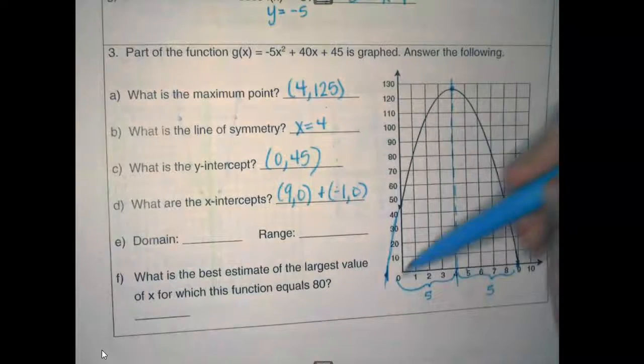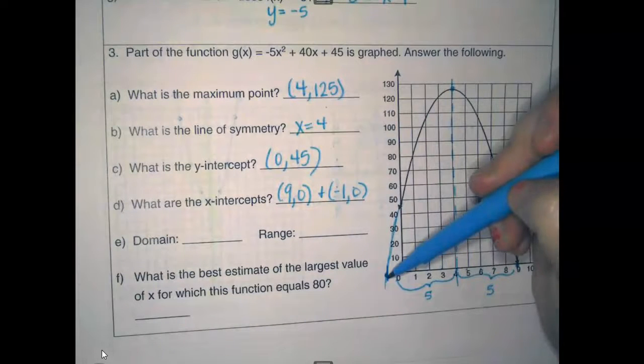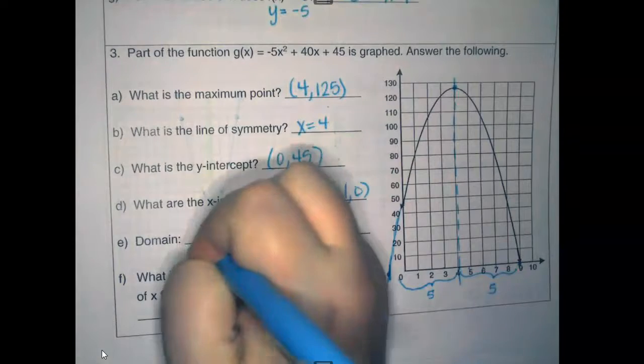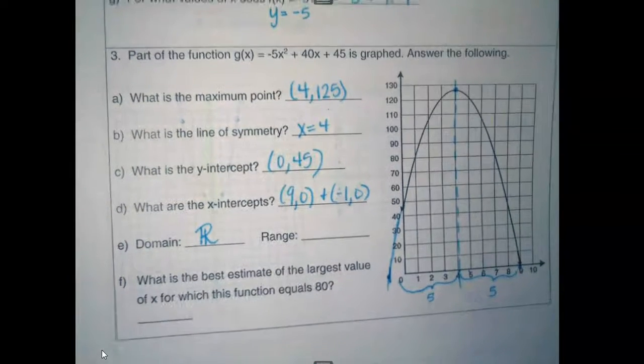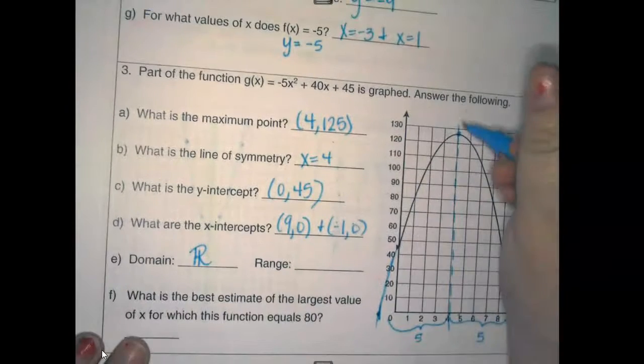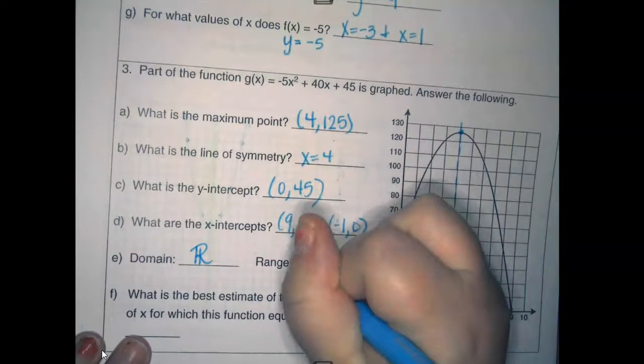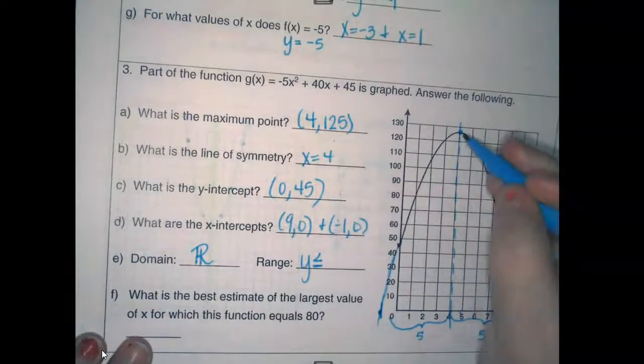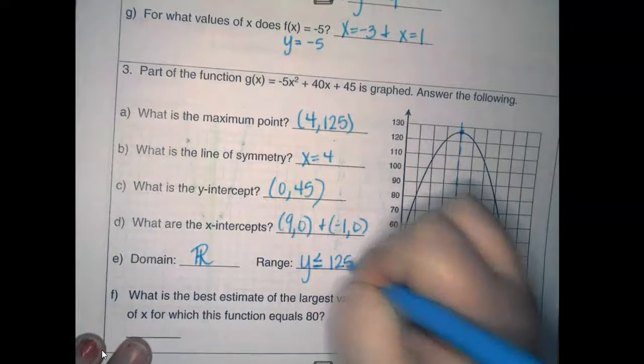Domain, so looking at my x values, this is going to continue to get wider, so all my x values are possible. My range, on the other hand, I'm not going to be going above this, so my range is going to be y has to be less than or equal to that 125.